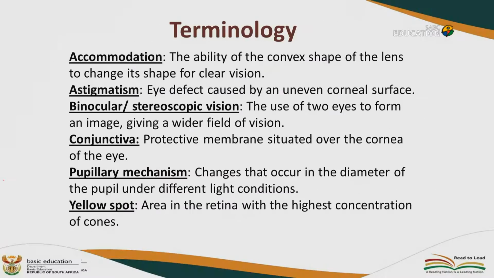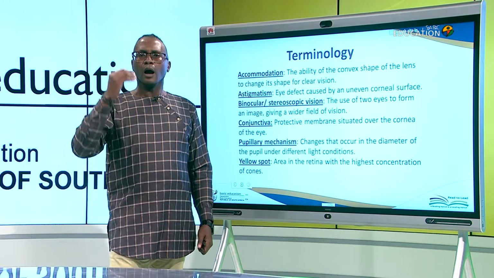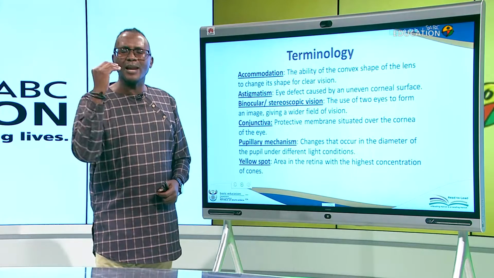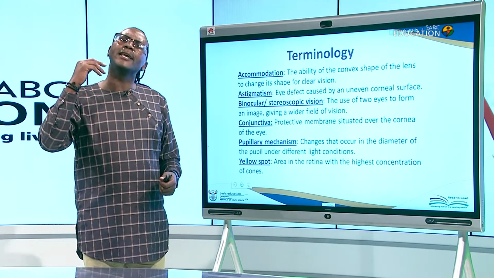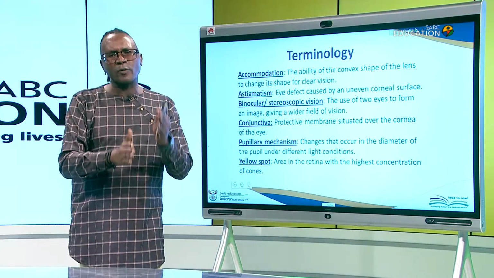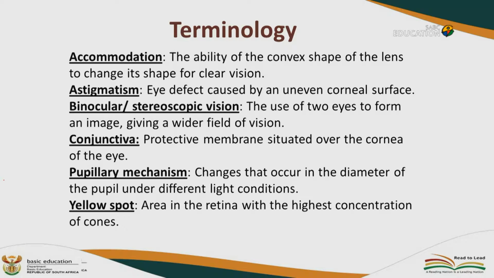We're working now. Now, remember in life science, it's all about using the correct term. So I'm bringing to your attention the 5 common terms that I want you to know. Accommodation of the eye, where we're talking about the ability of the convex lens to change shape, so that you should be able to see. All right? Astigmatism, that's another one that you need to look at. Pupillary mechanism. Also, you're going to look at the yellow spot, but we'll break them down as we look at the structure of the diagram of the eye.